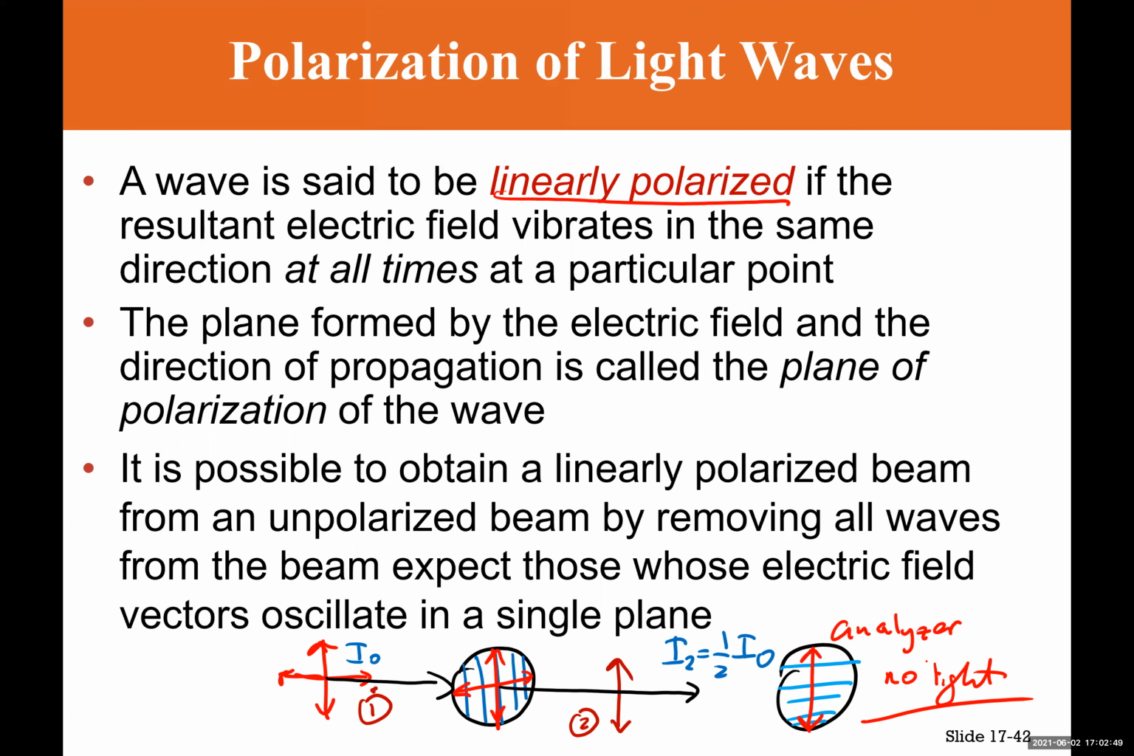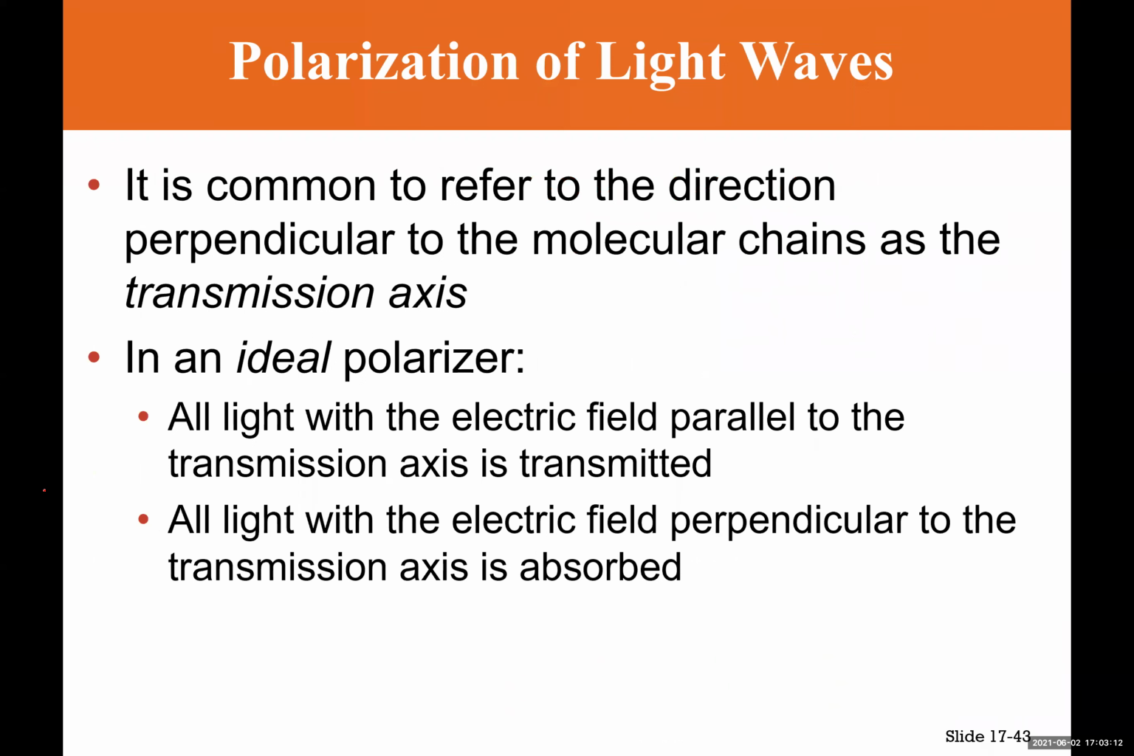So this is a polarizer, and the second one is generally called the analyzer. If the analyzer and polarizer are perpendicular to one another, you will see no light. That means you can completely block it. Let's call this point 3. Intensity at point 3 is equal to 0. It is common to refer to the direction perpendicular to the molecular chains as the transmission axis, which is the axis of the polarizer.